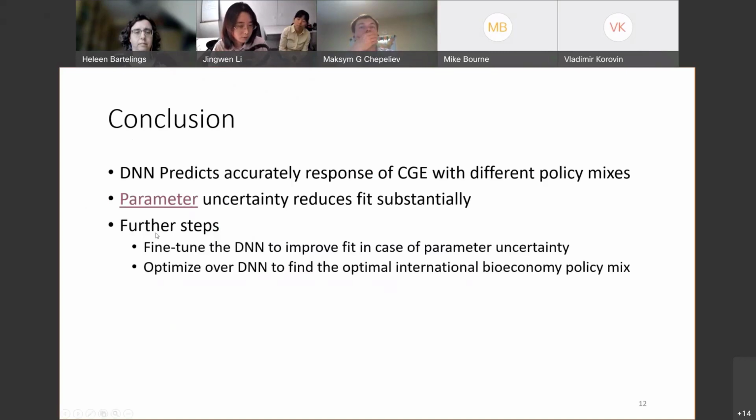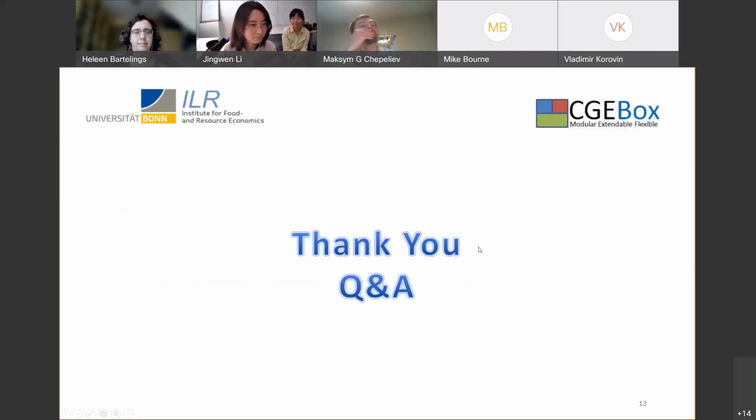So our further steps: the first is to fine-tune the neural network model to improve the fitness in the case of parameter uncertainty. And the second is to optimize over the neural network to find the optimal, or quasi-optimal, international bioeconomy policy mix. So that's pretty much all. Thank you.